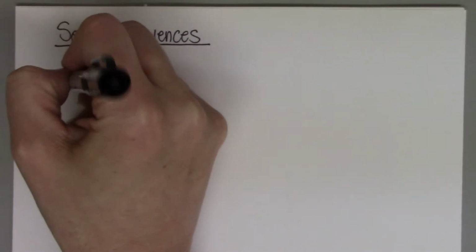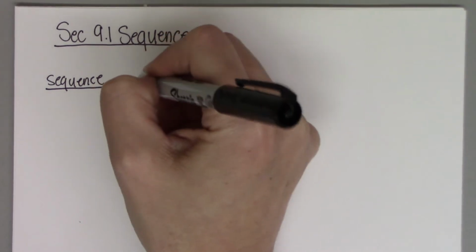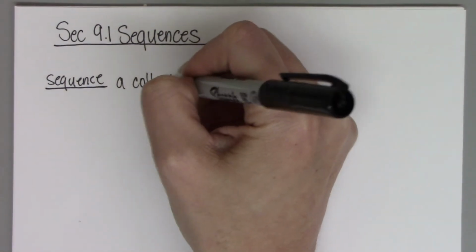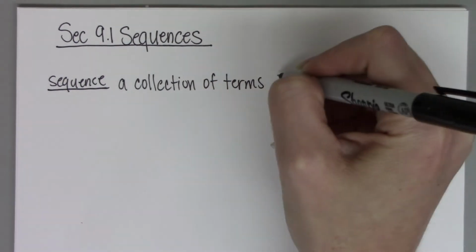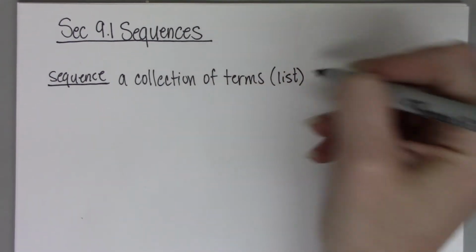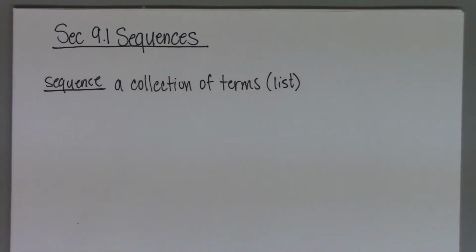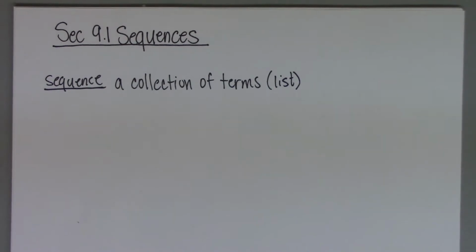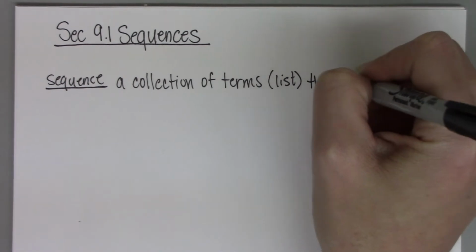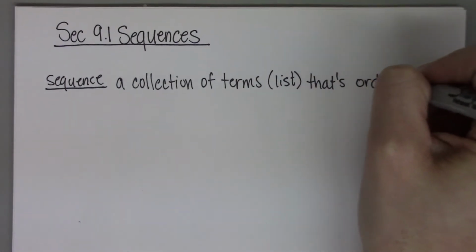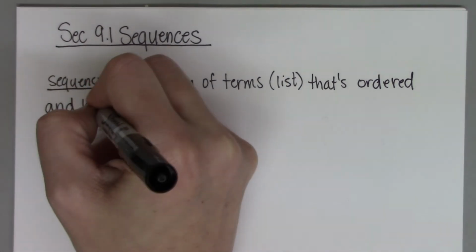So a sequence is a collection of terms, and I think it's useful if you think of them really as a list, okay? And so it's not just a finite list of terms, because that would be a set. This is actually going to be an infinite collection of terms. Okay? These terms are ordered and have a discernible pattern.